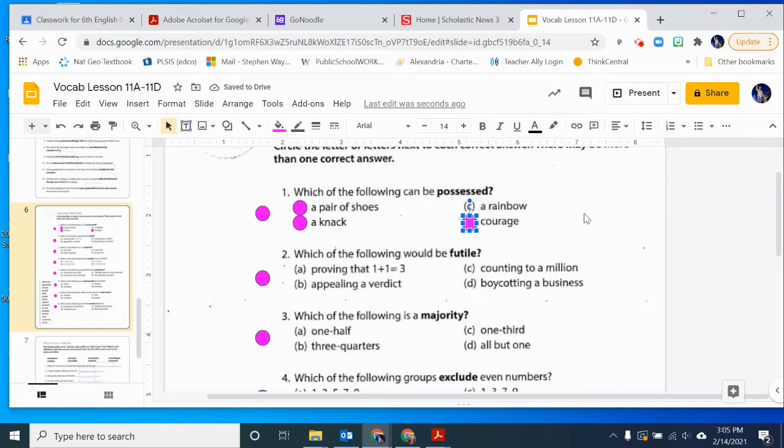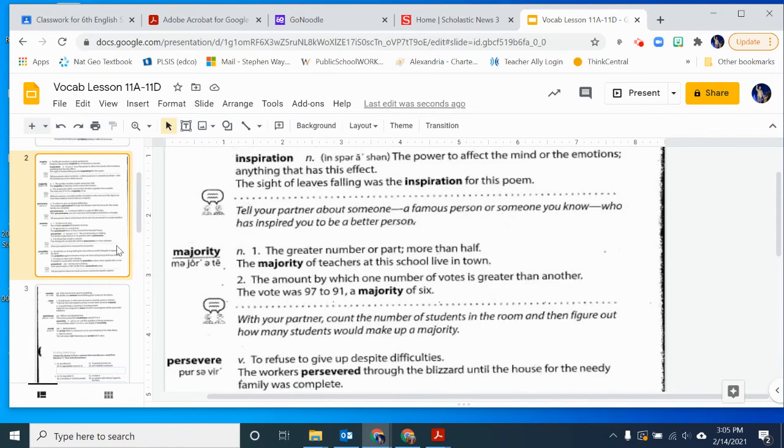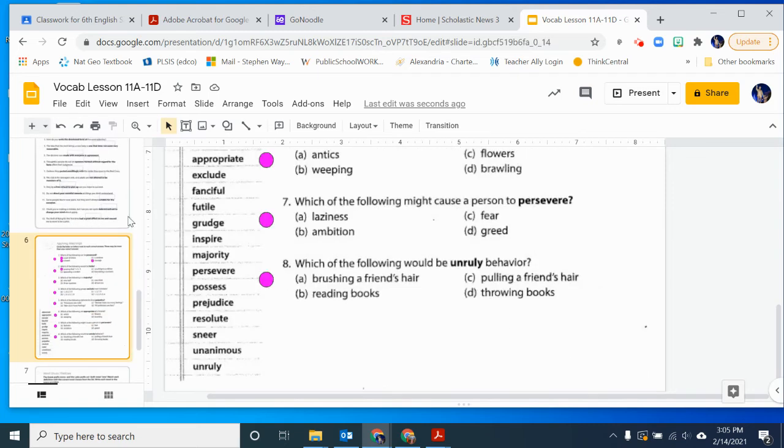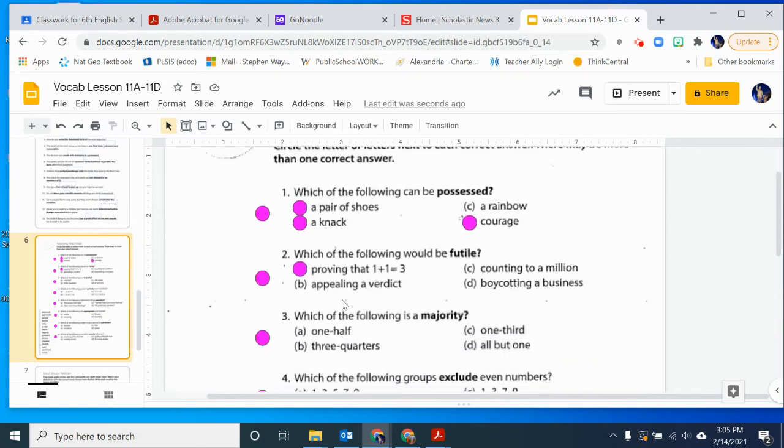Which of the following would be futile? Proving that 1 + 1 is 3. Yes, that is futile. Appealing a verdict, not necessarily. Counting to 1,000,000. Let me look at the definition of futile again. Certain to fail. Futile attempts to retrieve car keys that had fallen into the lake. I don't know what else is destined to fail. Appealing a verdict could be. You could count to 1,000,000, it's kind of a futile attempt, but you can. And boycotting a business, well, some people will say that it's futile, but sometimes it works.